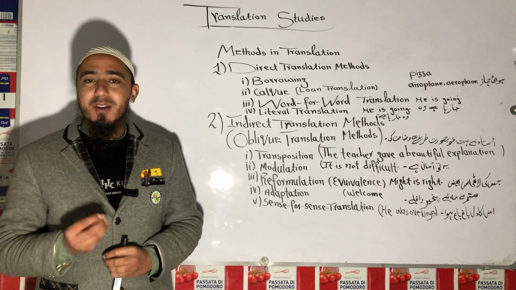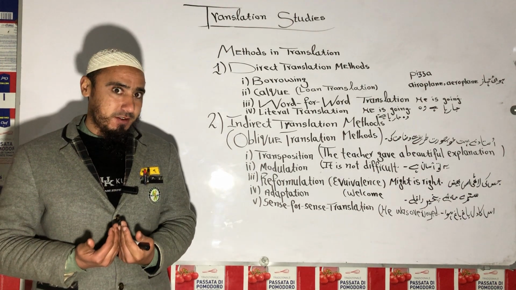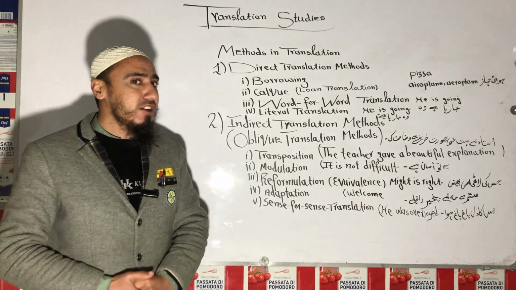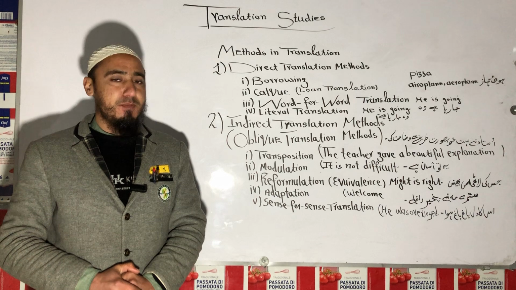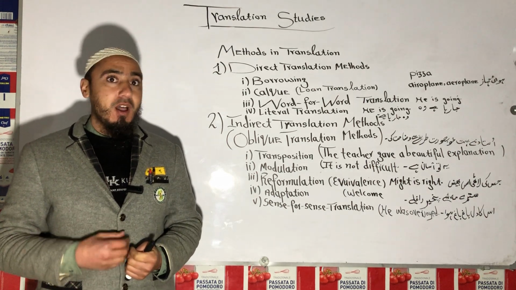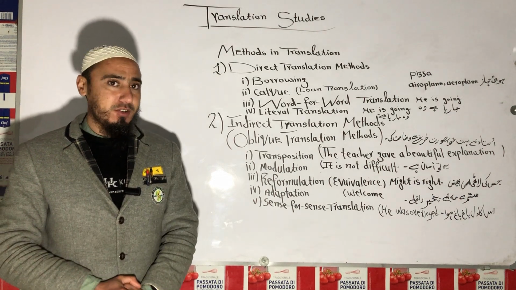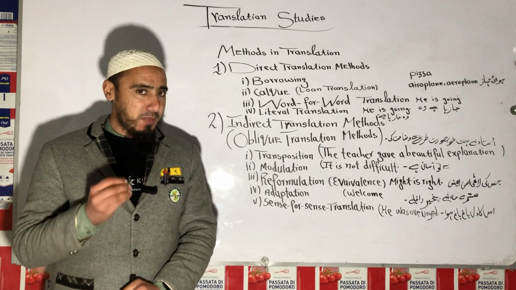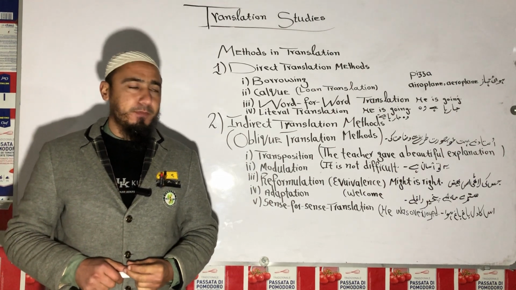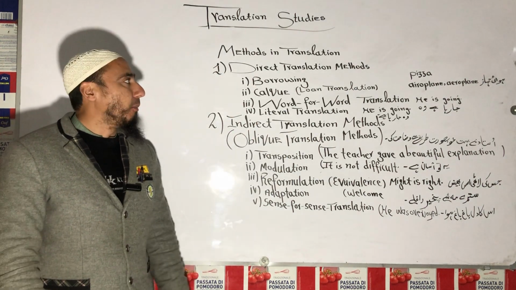Keep in mind that sometimes direct translation methods are important in some cases, while in other cases indirect translation methods are important. But what are those methods? How can we understand them? What are the examples for a better explanation? So be with me and listen to this lecture from beginning until end. Let's come first of all to direct translation methods.